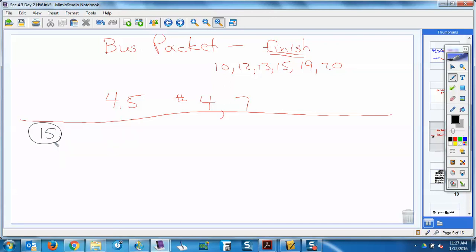All right, so 15 says a commodity has a demand function modeled by, now that's a lowercase p, 100 minus 0.5 x squared, and has a total cost function modeled by 40x plus 37.5. What price yields a max profit?